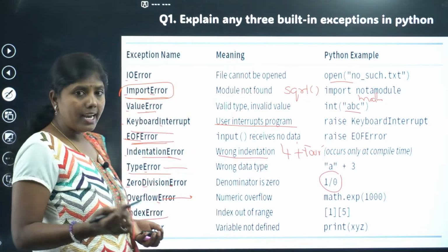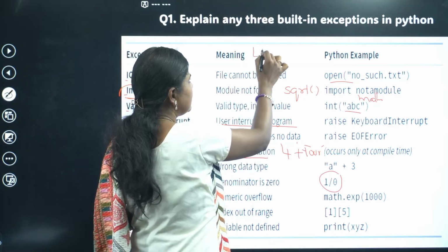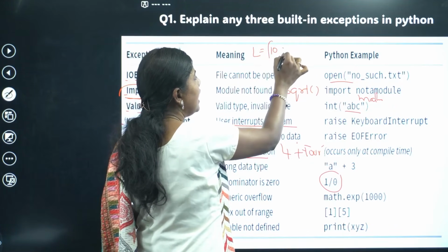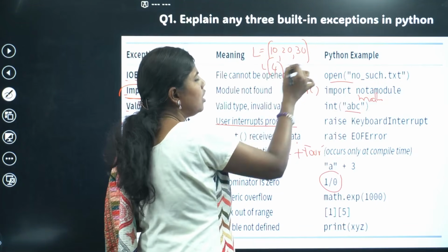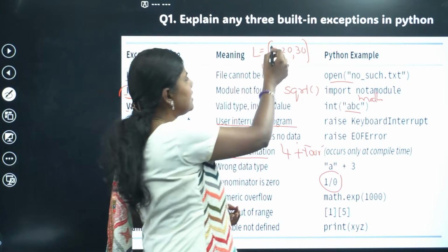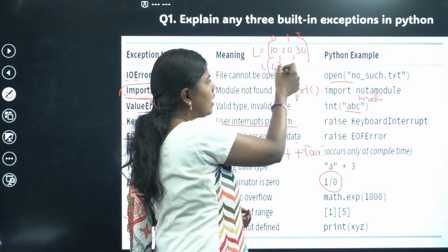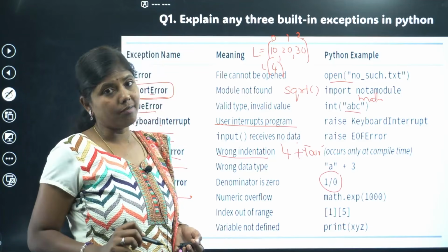Index error. What is index error? Let's consider a list here: 10, 20, 30, and you're trying to print L[4]. There's no L[4], right? The indexes are 0, 1, 2, and you're trying to print L[4]. Definitely it leads to an error called index error.